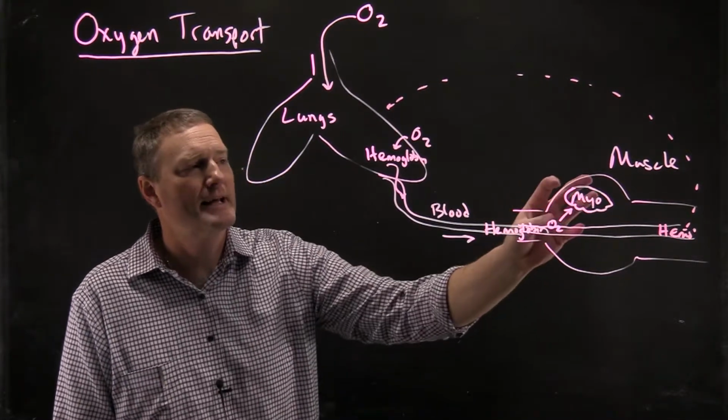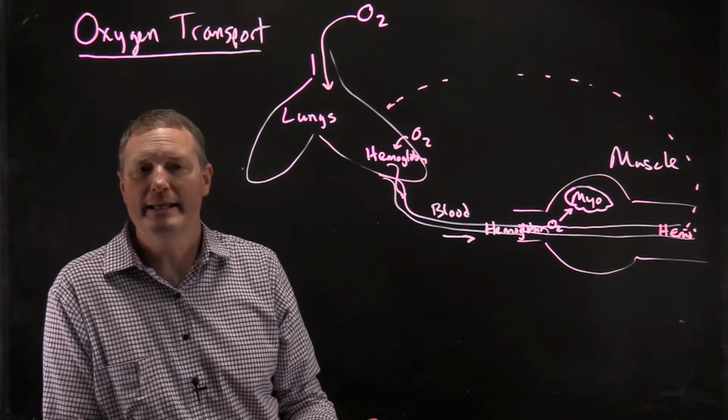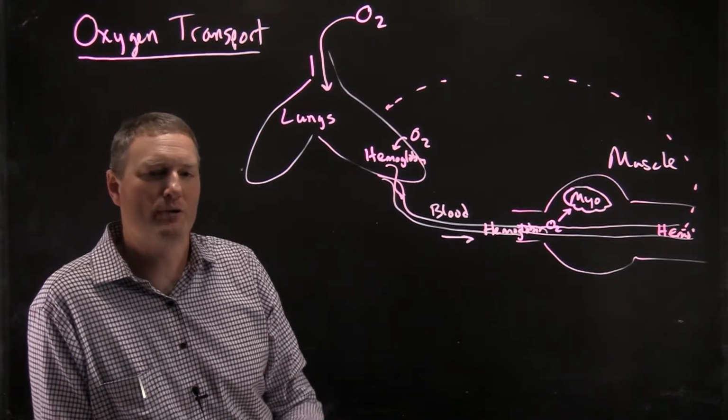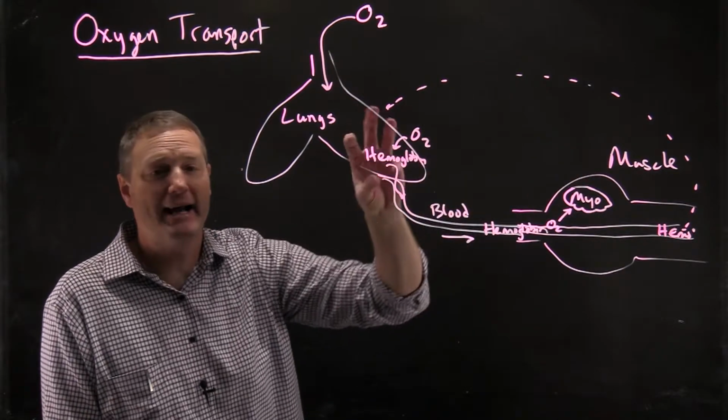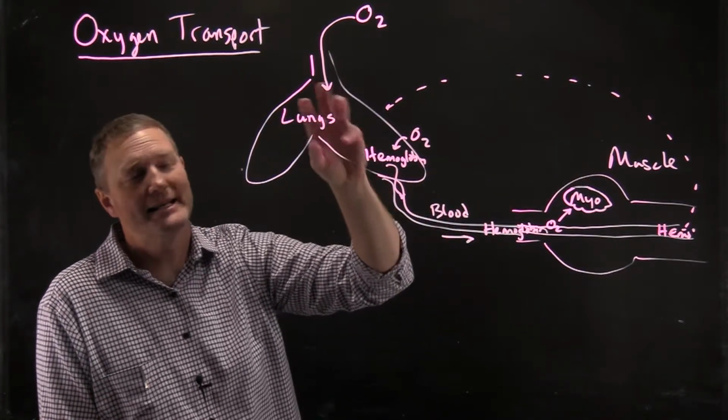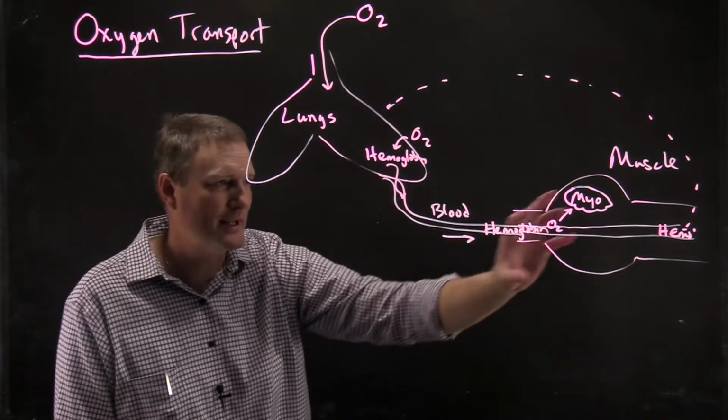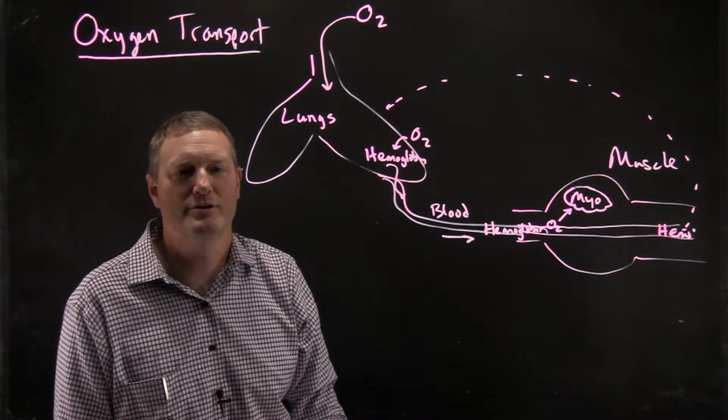So the bottom line is that the muscle tissue is where we really need the oxygen so that we can go through oxidative respiration. And the hemoglobin is essentially just acting as a transporter to get the oxygen from our lungs ultimately delivered to our surrounding tissues.